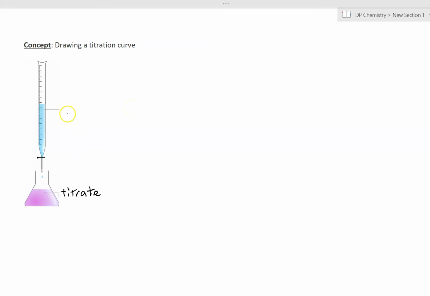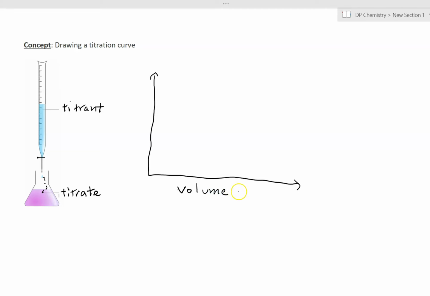This is called the titrate. Now you then drip the standard solution from the burette into the flask. The solution in the burette is called the titrant. The x-axis shows the progression of the titration. It can be time or volume of the titrant. The y-axis shows the pH of the mixed solution.